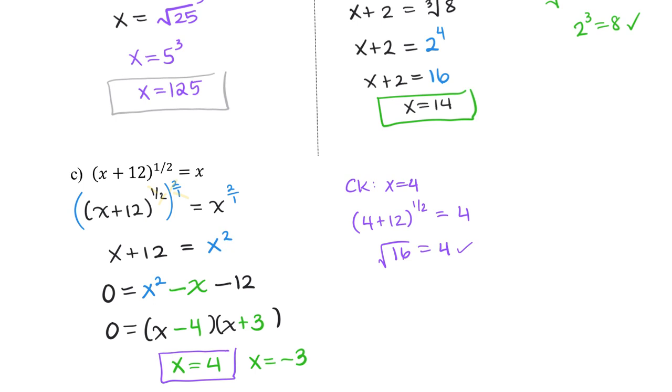Okay, now let's try negative 3. If I do negative 3 plus 12 to the 1/2, does that give me negative 3? Negative 3 plus 12 is 9. 1/2 is square root. Does that give me negative 3? No, square roots give me positive answers. So this one does not work, but x equals 4 does work. So we got one answer, but we had to solve it out correctly to figure out that one of the answers did not work.